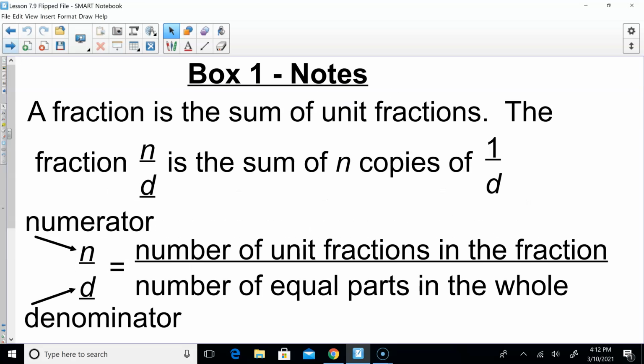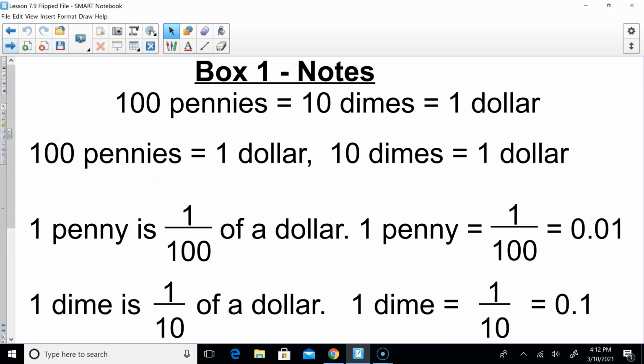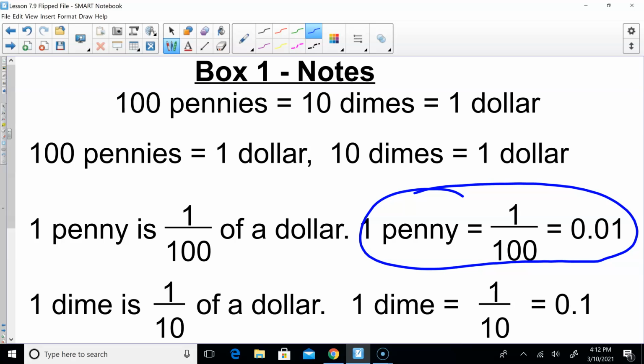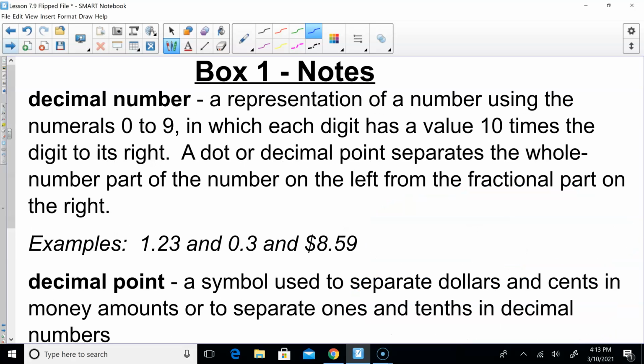As you know about numerators and denominators, keep those in our head. Yesterday we talked about money and how money can help us understand decimals better because we use money frequently throughout our lives. A penny is 1/100th, or 0.01 as a decimal, and a dime is 1/10, or 0.1 of a dollar.